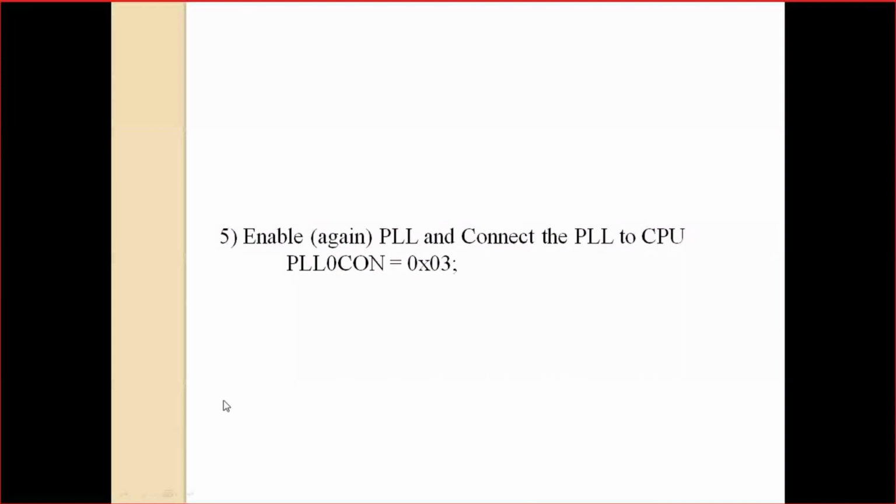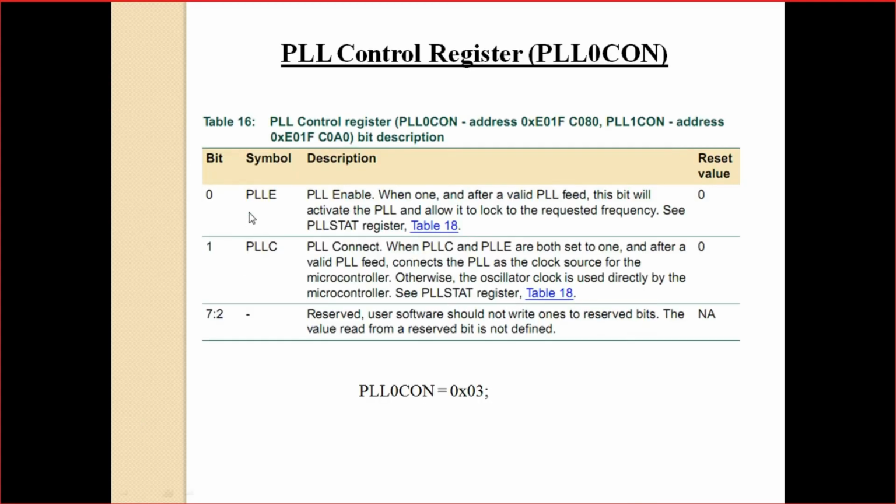Then the next step is you need to enable the PLL and connect the PLL to the CPU. In the first step, you enabled the PLL but disconnected it from the CPU. But here, once the PLOC bit has been set, you need to re-enable it and connect it to the CPU. So what value will you write? Both the bits should be 1. PLL enable should be 1. PLL connect should be 1. So both bits will be 1 and PLL0 will be connected and enabled.